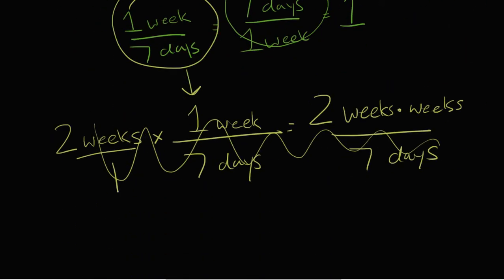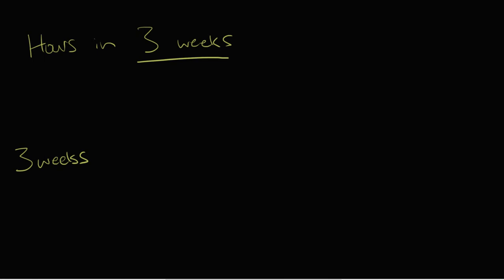If I go to something more complicated, let's say I want to find out hours in 3 weeks. Right, now I'm going to use multiple steps to convert. Same thing, I'm going to start out with my 3 weeks. So I'm going to write down here 3 weeks. And I'm going to write down what I want. I want to get this into hours. So I'm going to put this all the way at the end, hours. So I know what I'm aiming towards.